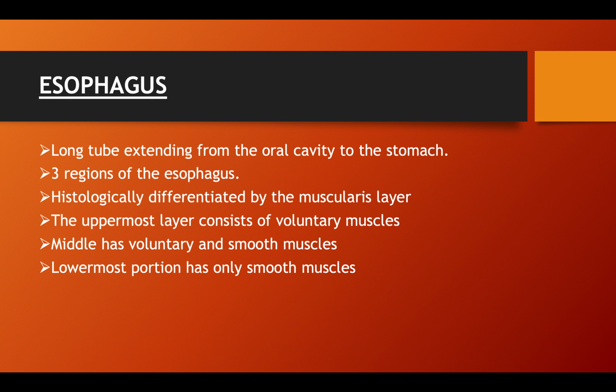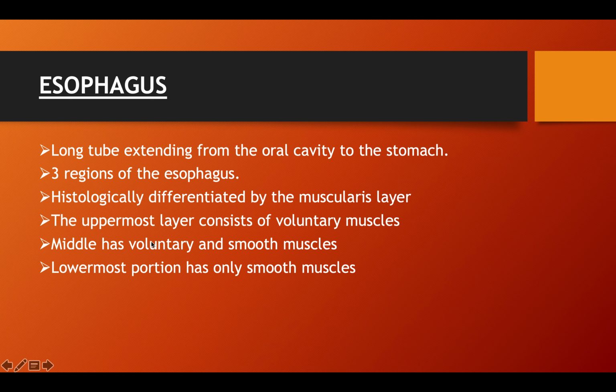That's the esophagus. Just a little bit of pathology here and a few facts which can be asked in the exam. It's a muscular tube extending from the oral cavity to the stomach. It's got three regions, and those three regions are histologically differentiated by the muscularis layer. The muscular layer is not the same from the oral cavity to the stomach.